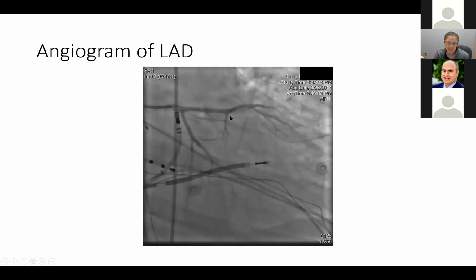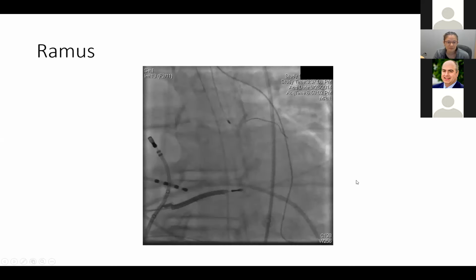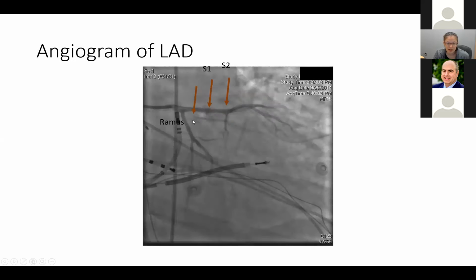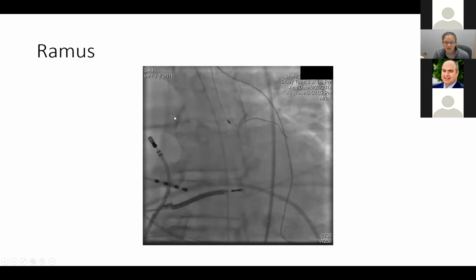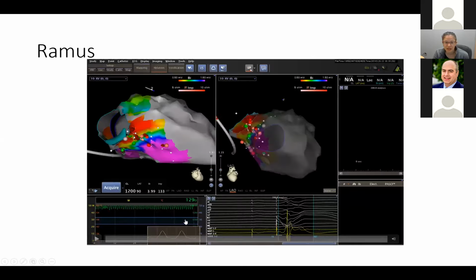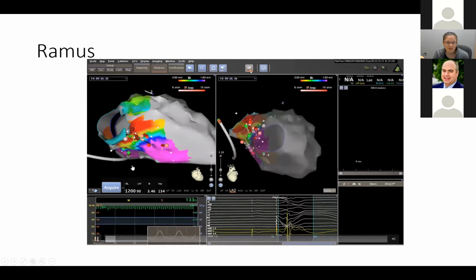Some of them are teeny, and there's one that's a big branching one here coming off of the LAD. And this is just my ablation catheter sitting in the right ventricular outflow tract. Oh, sorry, let me just point out the ramus. There's a little ramus right here too. So the first coronary that I work with one of our interventionalists for these types of cases that we engaged was the ramus branch.